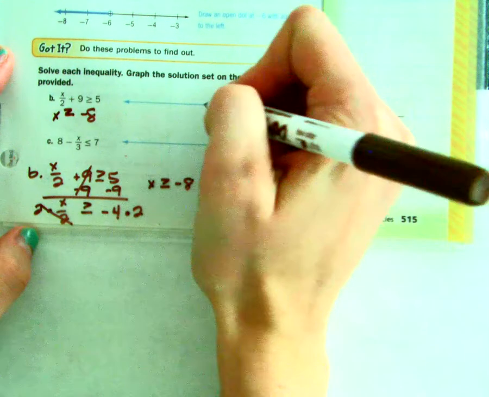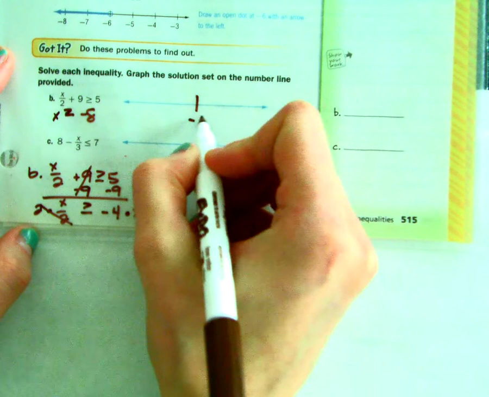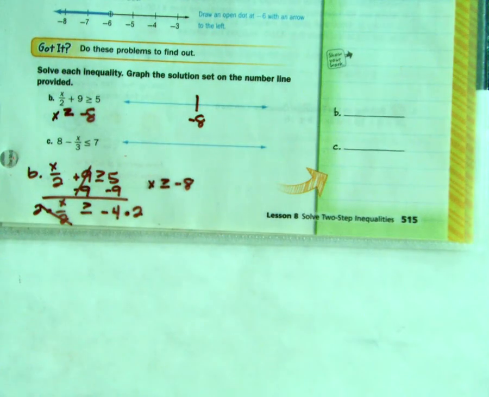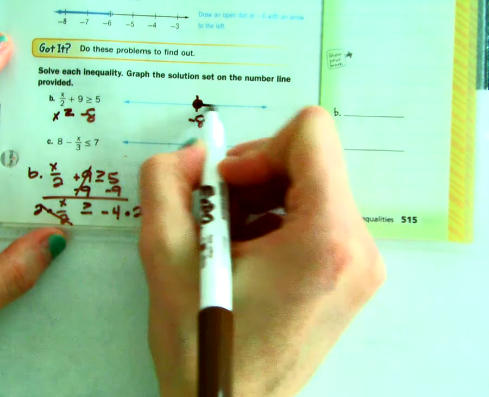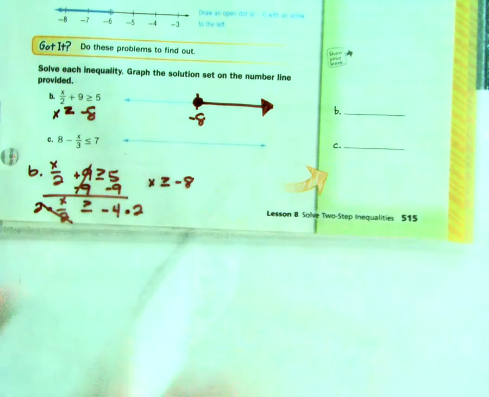So again, I cut my number line in half, and I'm starting at negative 8. I have a greater than or equal to sign, so I know that's going to be a closed dot because it's equal to, and I want everything bigger than negative 8.